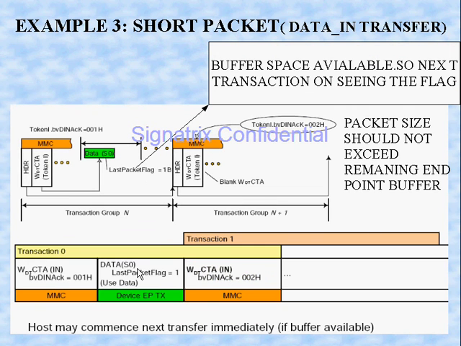Next is short packet, data in transfer. What is a short packet? Look at here, it starts with MMC again and it is sending data. If data is lost, how will the device inform the host? In that data packet we will have one flag, and that flag will be set to 1. This is the indication for the host that this is a lost packet from the device. Buffer space is available for the next transaction on seeing the flag.